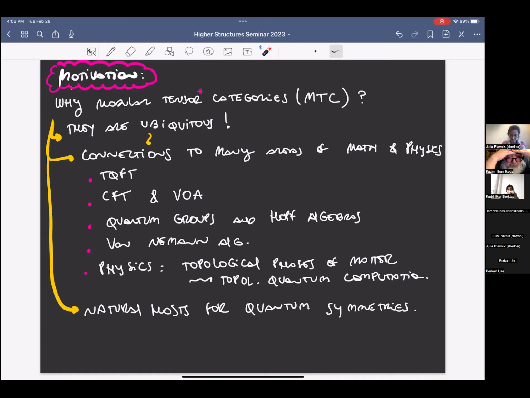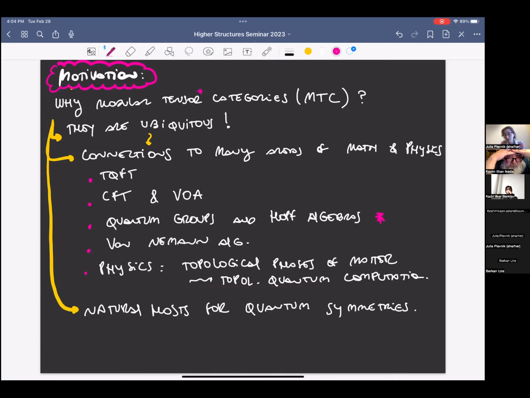The way that I started studying this, and I should say this because I'm an algebraist, was by studying quantum groups and Hopf algebras, because the representation theory of these algebraic objects gives rise to nice tensor categories, and many times they are modular. Also in analysis, when you study von Neumann algebras or planar algebras or subfactors, there are relations to this topic. And in physics, different physicists are interested in this.